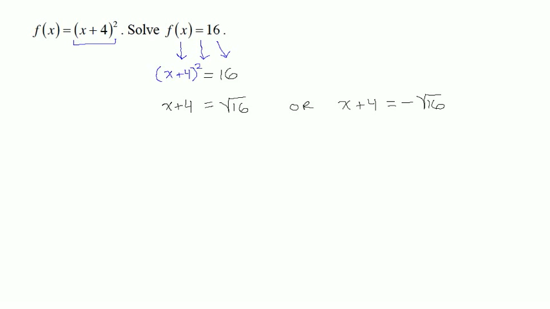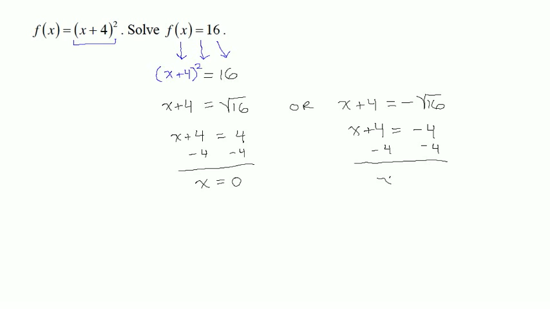Again, 16 is a perfect square, so we can evaluate it and get two rational solutions. The square root of 16 is 4. Subtracting 4 from both sides, on this first equation I end up with x equals 0. Subtracting 4 from both sides on this second equation, I end up with x equals negative 8.